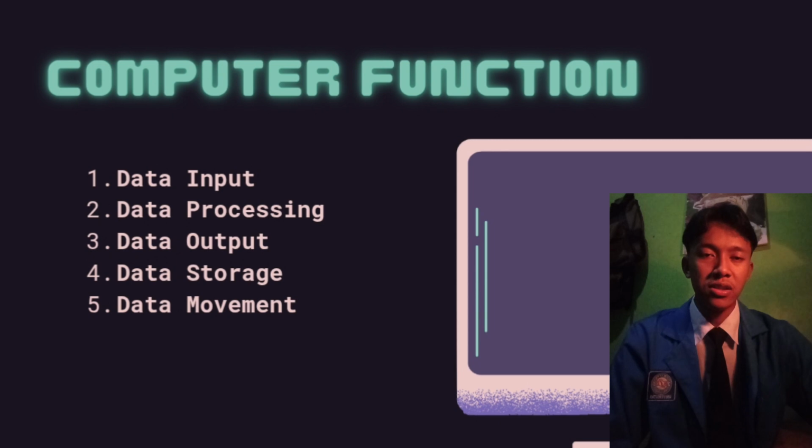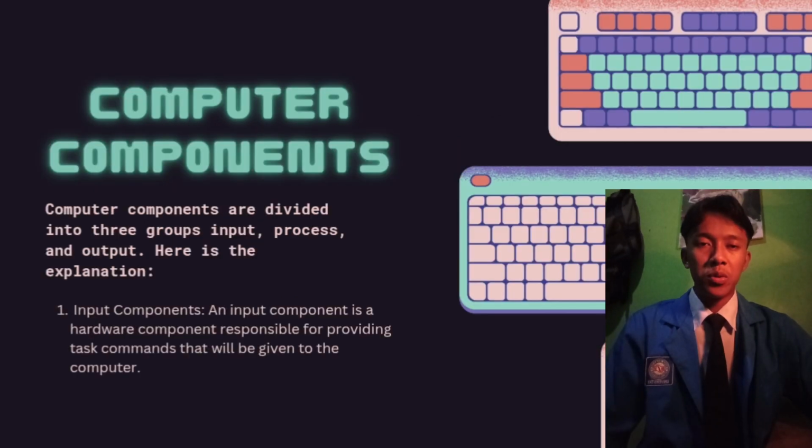Number 4, data storage. Computer also serve as a place to store data, making it easy for user to locate and browse. This data can be saved either in the computer internal memory or external storage device. Number 5, data movement. Another function of the computer is to transfer data from one computer to another or to various other output device.